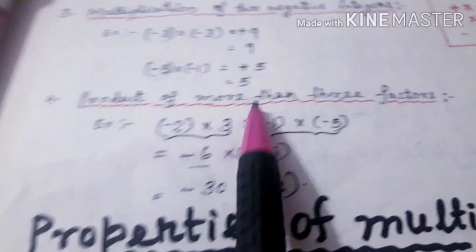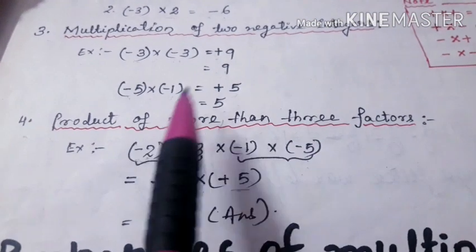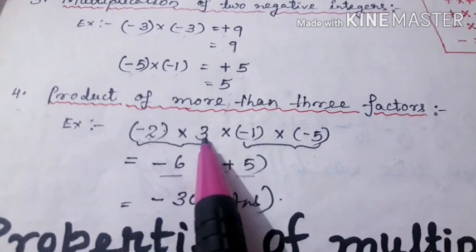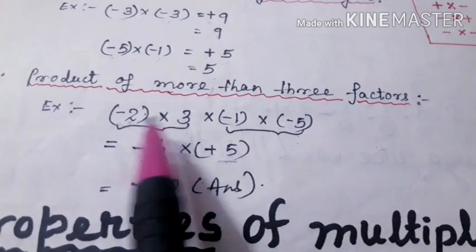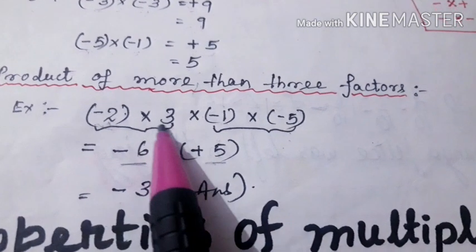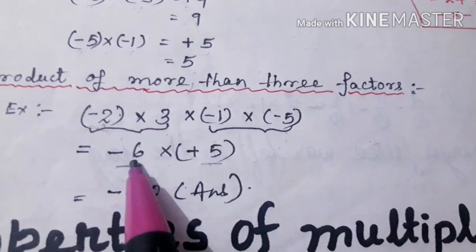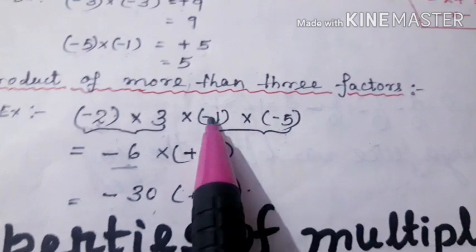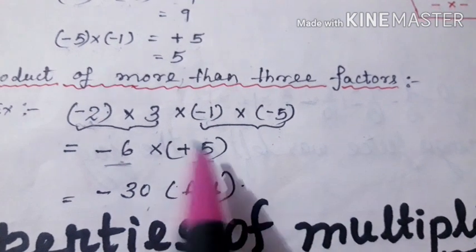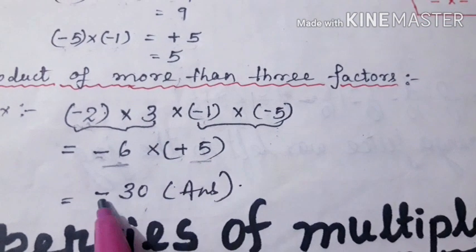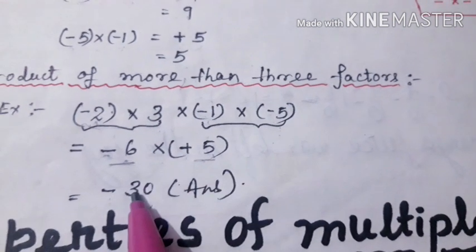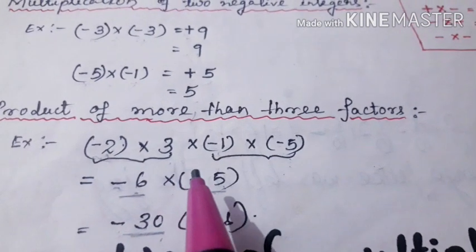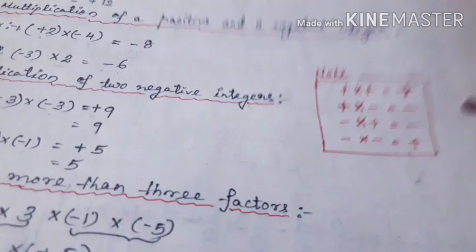Then, product of more than 3 factors. Okay, when we take more than 3 integers, see, minus 2 into 3 into minus 1 into 5. Then minus 2 into 3 we will take in one group, which is equal to minus 6. Then minus 1 into 5 we will take as another group, which is equal to minus 5. Then minus 6 into minus 5, minus into minus is plus, 30, which is equal to plus 30, the answer.